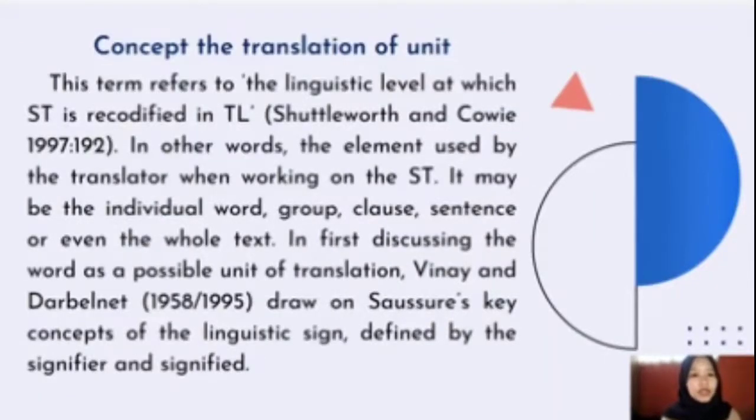Next, the concept of the unit of translation. This term refers to the linguistic level at which the ST is recodified in the TL. In other words, the element used by the translator when working on the ST. It may be the individual word, group, clause, sentence, or even the whole text. In first discussing the word as a possible unit of translation, Vinay and Darbelnet draw on Saussure's key concept of the linguistic sign, defined by the signifier and the signified.